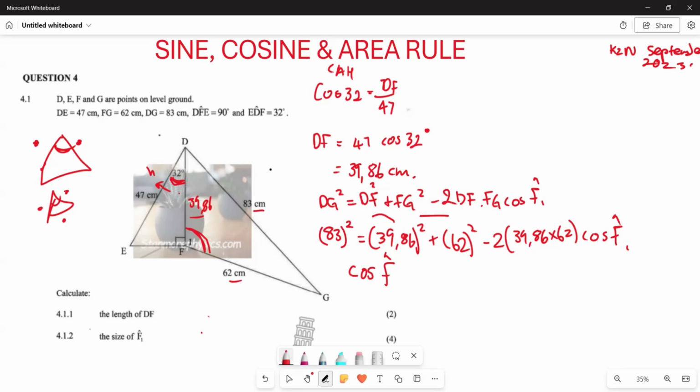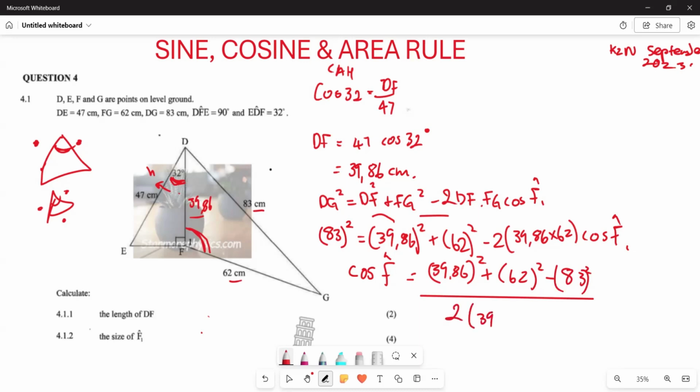Now, when you take these to the other side, this is going to be the same as your (39,86) squared plus 62 squared, subtract 83 squared. This is then divided by 2 multiplied by 39,86 multiplied by 62. And then this is going to be that, right?